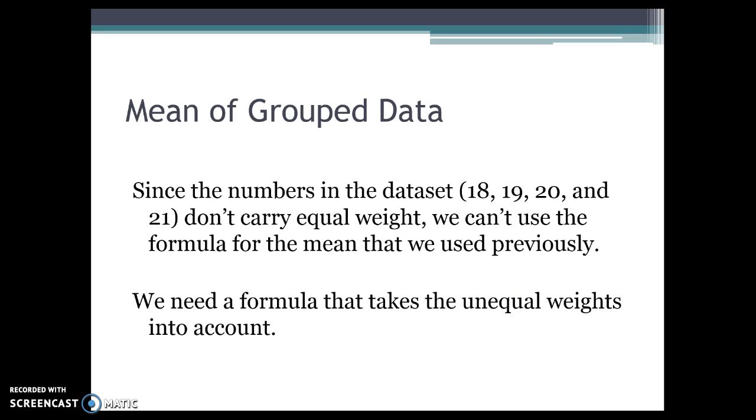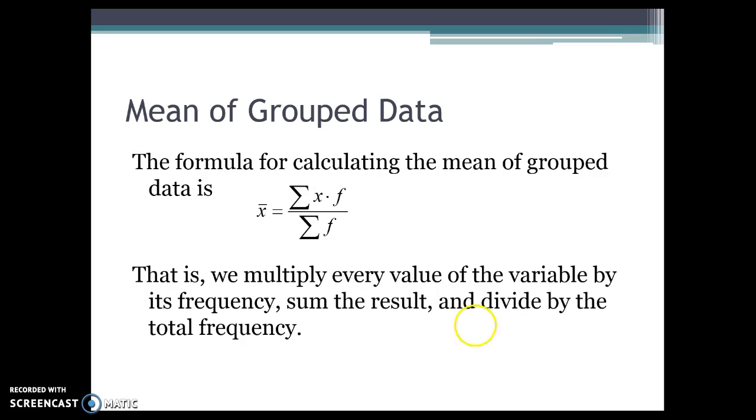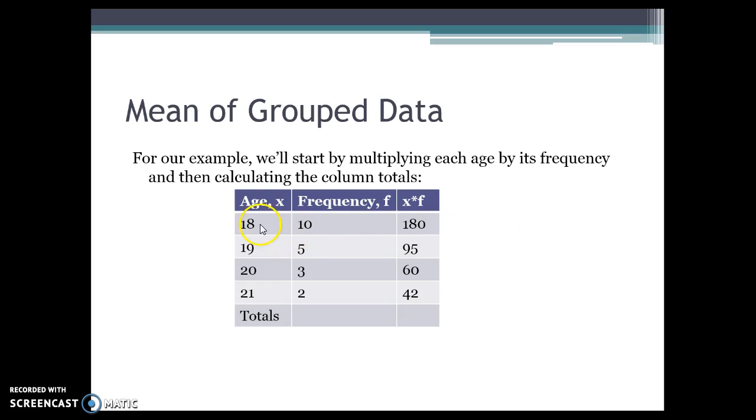So the way we do that is we need a formula. And here's the formula. The formula is we take every x, multiply it by its frequency, add up the results, and then divide it by the total frequency. So to look at our example, we take every age, multiply it by its corresponding frequency. So 18 times 10 gives you 180, 19 times 5 gives you 95, etc. So we've done our x times f's, and now we just need to take the sum.